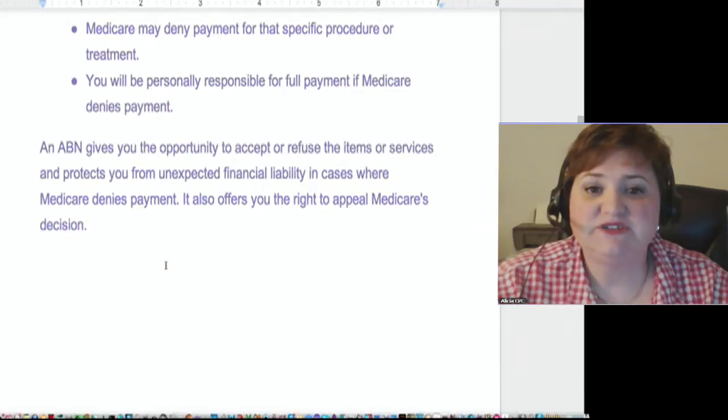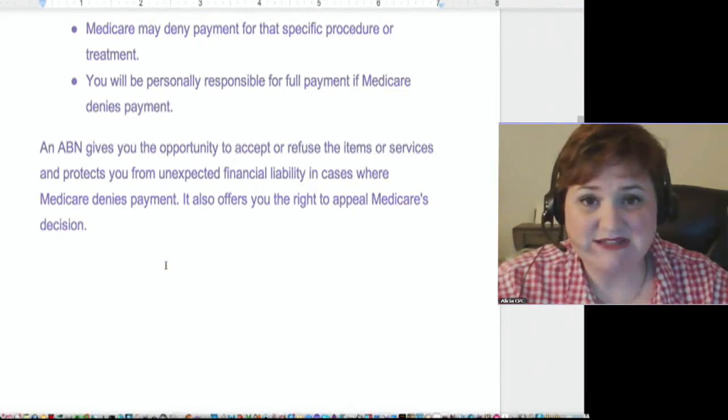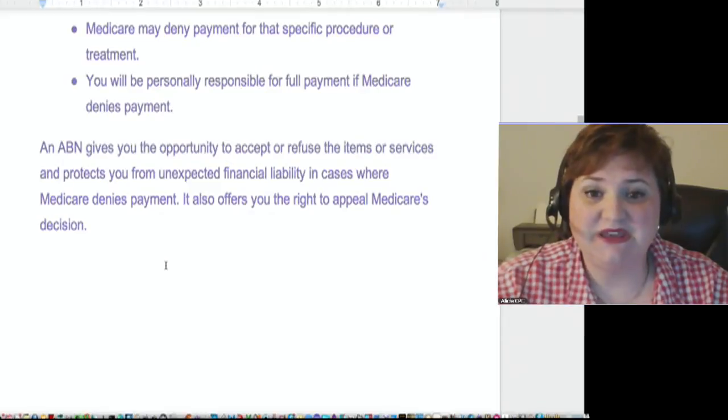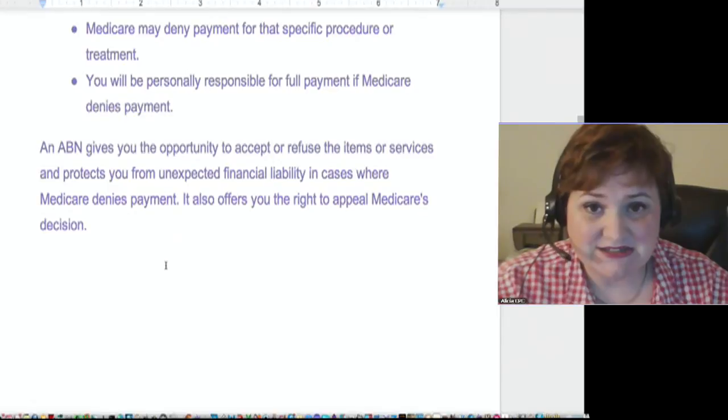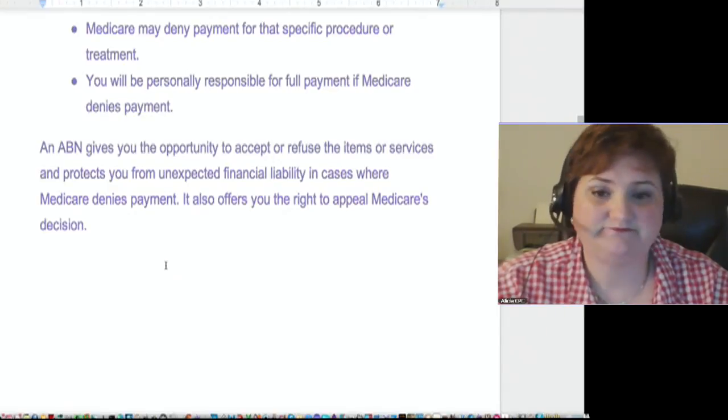Now, just because you sign the ABN doesn't mean that Medicare is not going to pay for it. It just means that they may not pay for it, and they want you to know in advance that they may not pay for it.